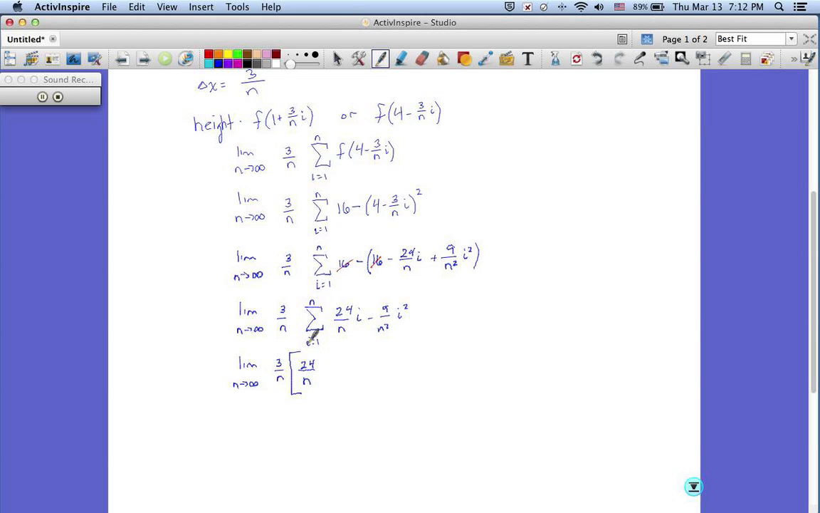Now the sum, as i goes from 1 to n of i, is n times n plus 1 over 2. Minus 9 over n squared, right? That's my constant. The sum, as i goes from 1 to n of i squared, is n times n plus 1 times 2n plus 1 all over 6.